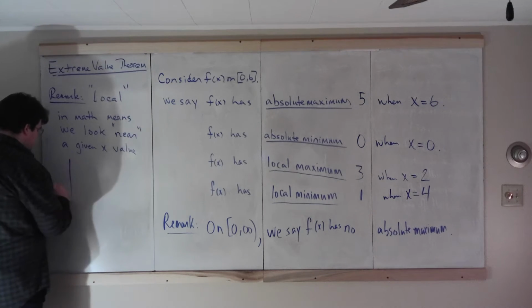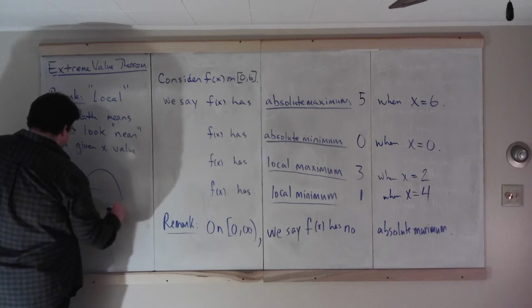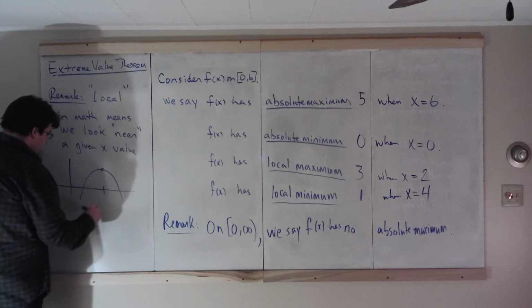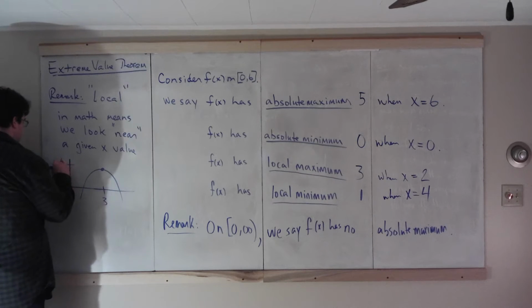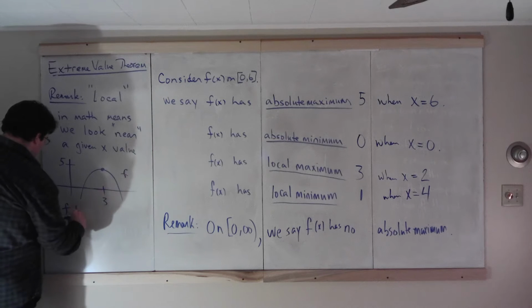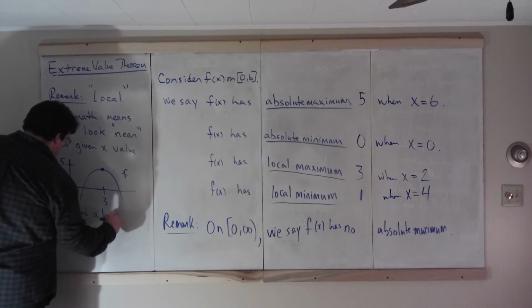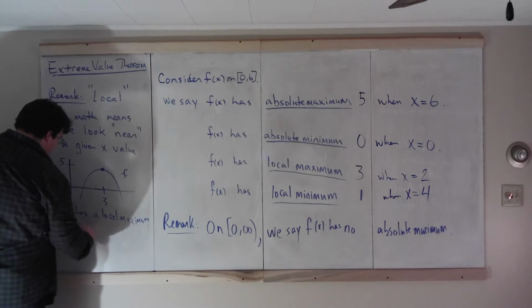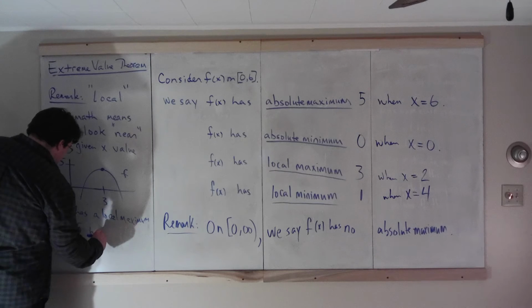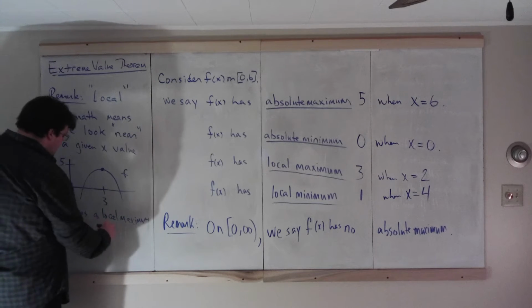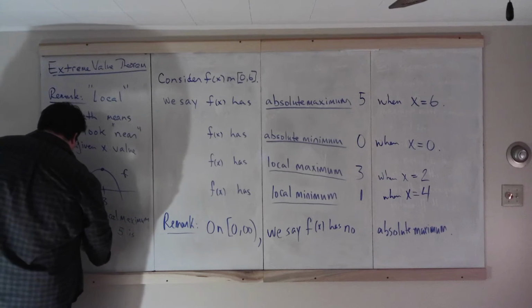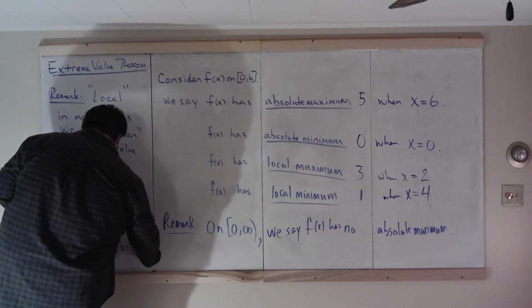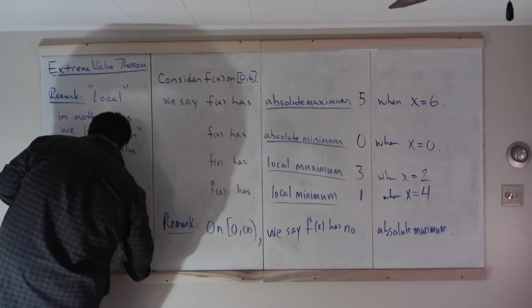So in a new example, in an example like this, at x equals 3, f has a local maximum of 5 because 5 is the largest y value near 3.